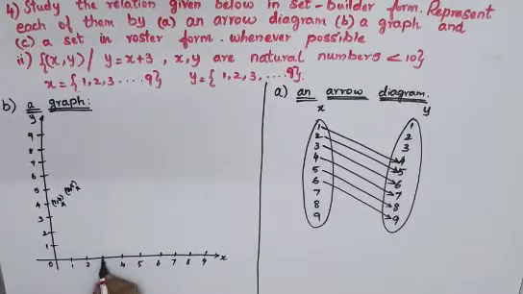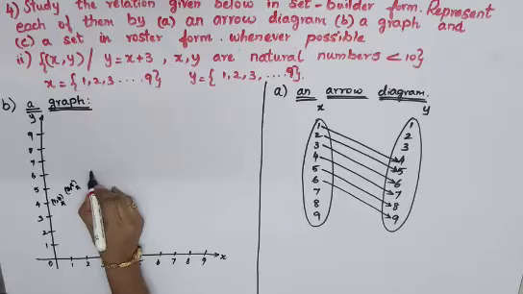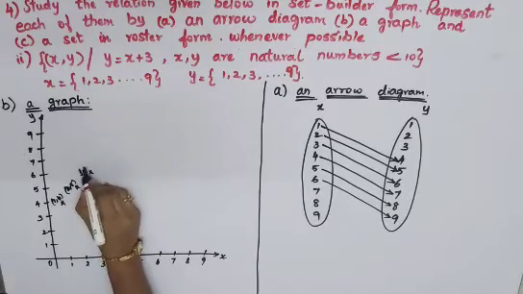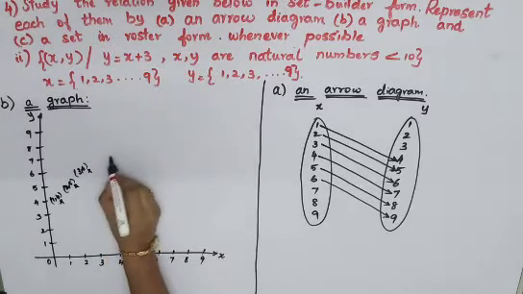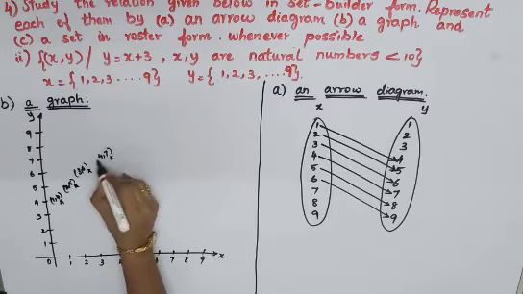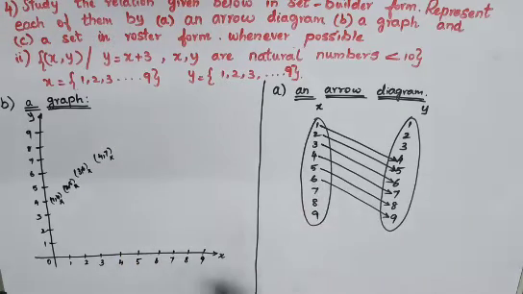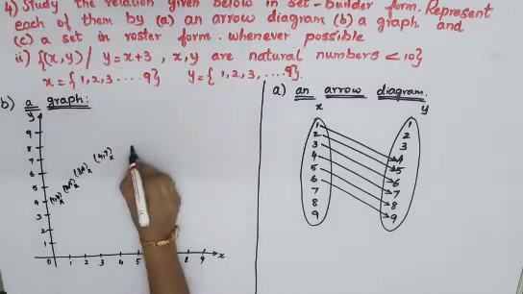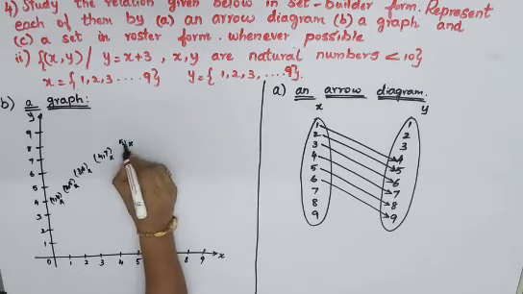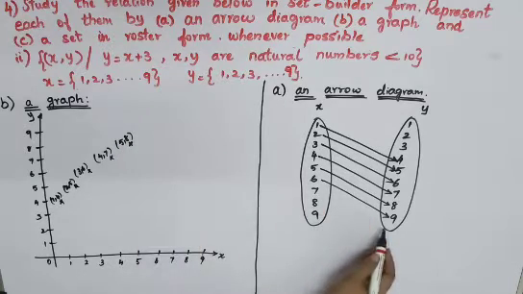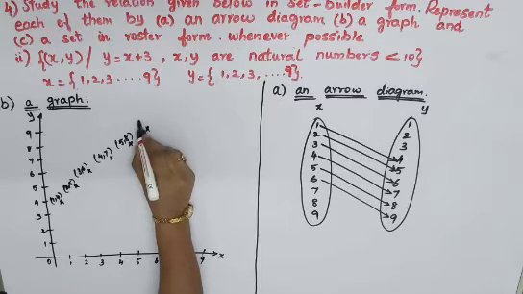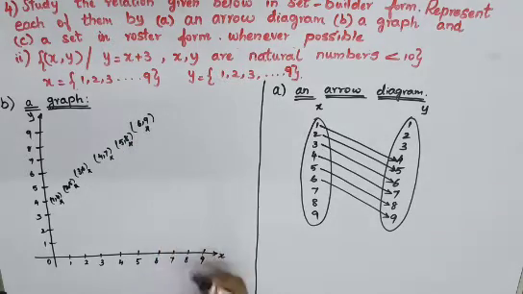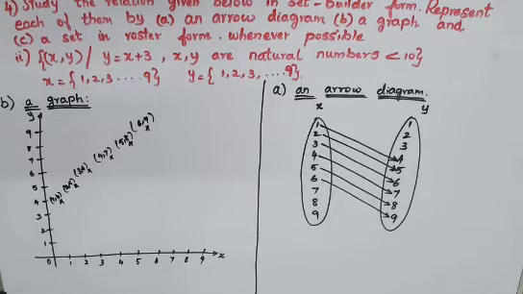Then it is 3 to 6. So x-axis 3 and in your y-axis 6. So (3, 6). 4 to 7. So 4 in your x-axis and 7 in your y-axis, straight to that. (4, 7). Then 5 to 8. So 5 in your x-axis and 8 in your y-axis. So (5, 8). Then 6 to 9. So 6 in your x-axis, 9 in your y-axis. So (6, 9). So this will be your graph for your given question.